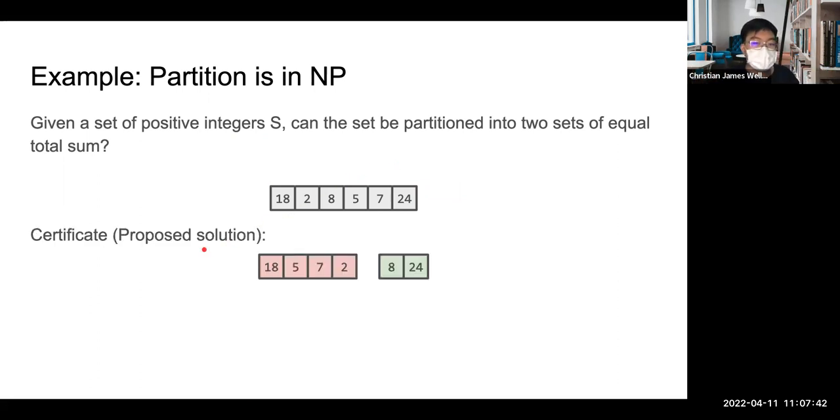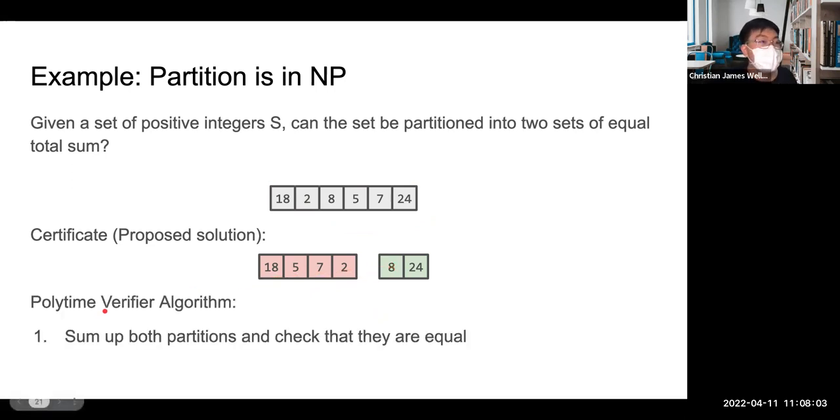Okay, so here's the certificate. I give you, hey, I think this is the answer. I'll convince the verifier that this is indeed a yes instance by giving a proposed solution. I think this is an answer where I will return true. So what does the polytime verifier algorithm do? What it does is that it'll sum up both partitions and check that they are equal. Okay, so for example, you add them up, you see 32, you see 32.